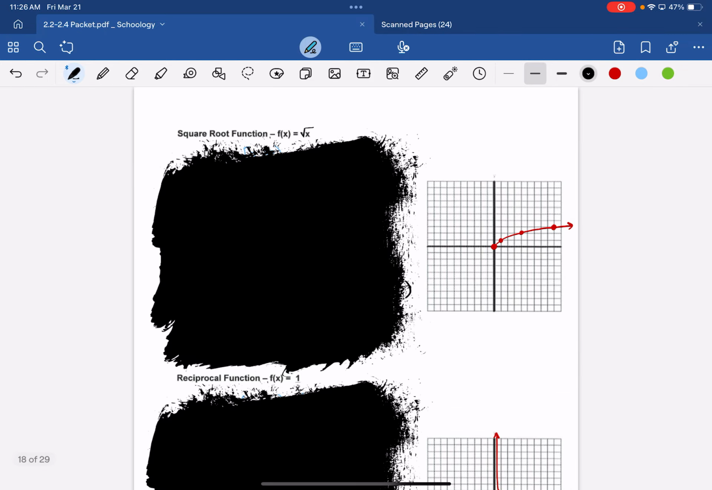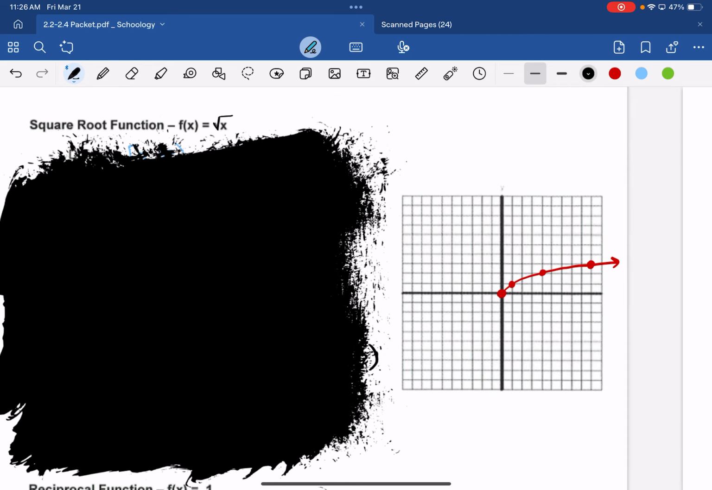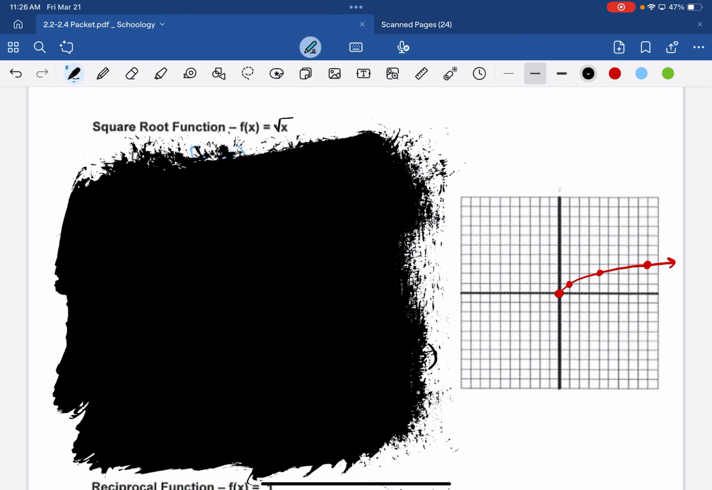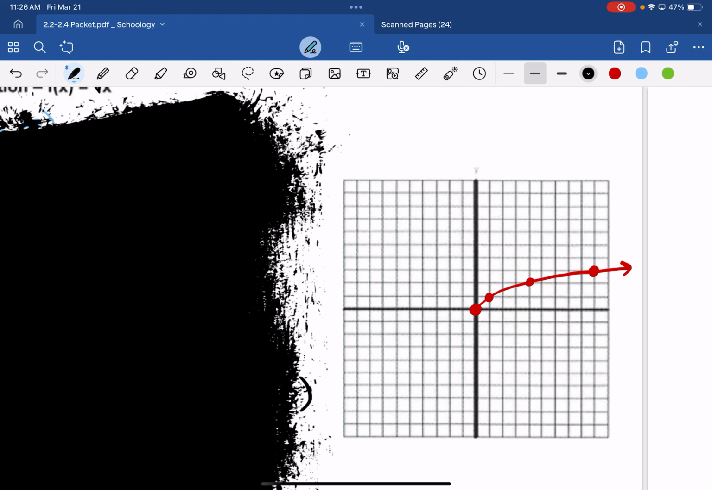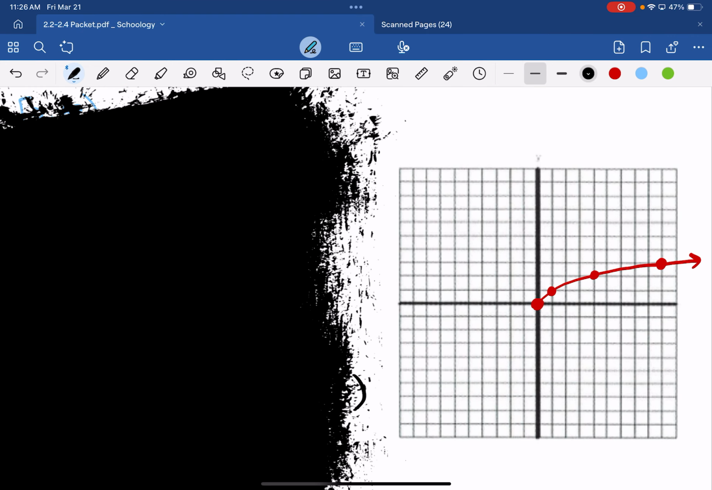All right, let's look at our next one. This one is our square root function. Okay, so it looks like this, because we're dealing with only real numbers. So go ahead, graph it, and then I want you to come up with these different forms.